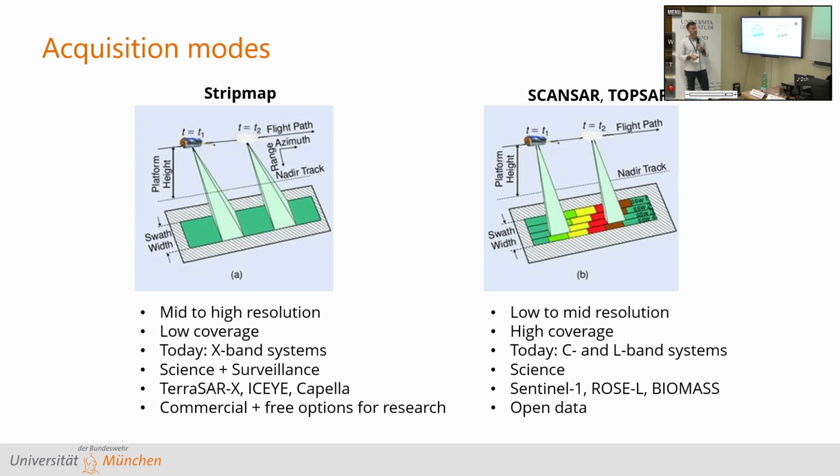Of course, what we decrease is the resolution. So we can increase coverage, but then the resolution will be coarser. And the type of applications, then commercial applications probably will not be possible. I mean, surveillance applications will not be possible at a lower resolution, but it is still very important and crucial for science.